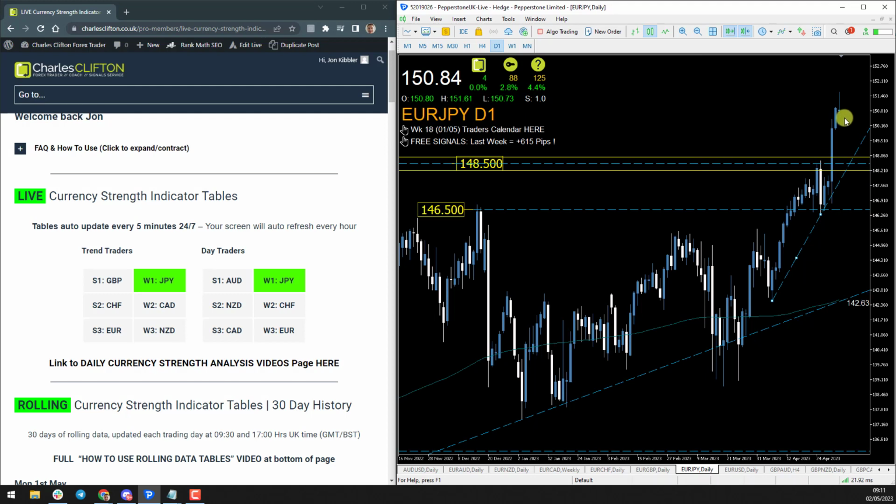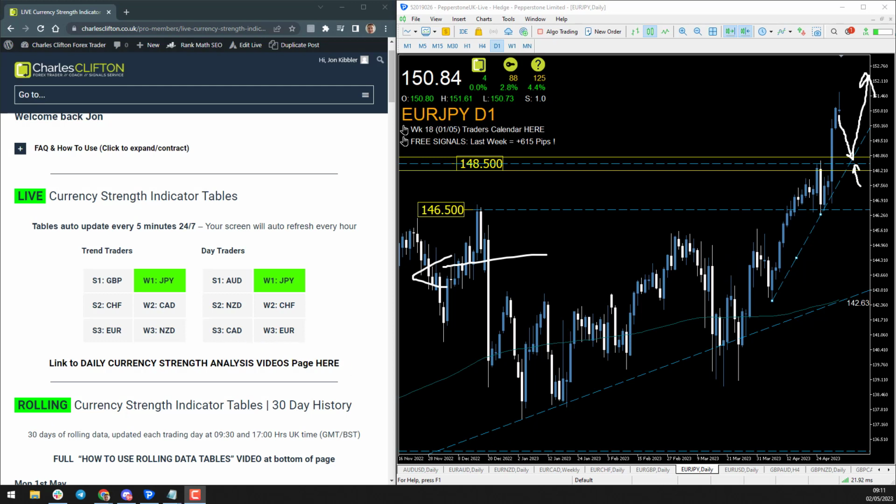So really speaking, I want to see price pull back to the 148.50. We've got confluence with a trend line support as well. So that combination, combined with the tables seeing euro move from the weak side to the strong side, giving us confluence, will be a catalyst for me to start getting long on euro yen for a move higher.